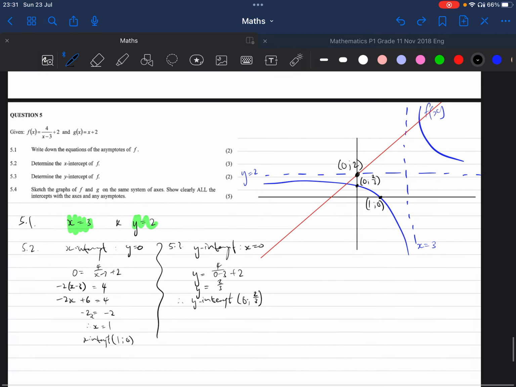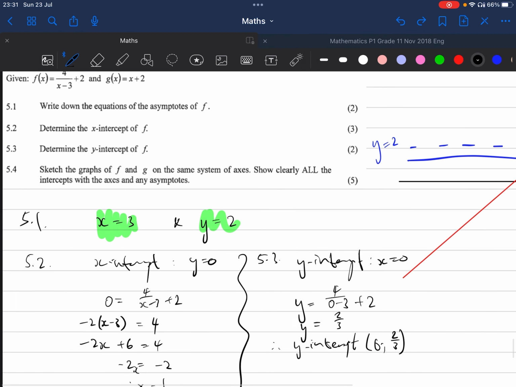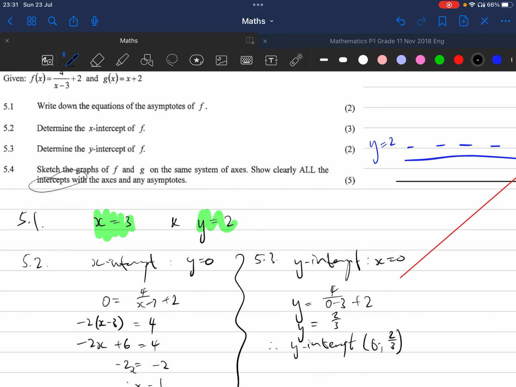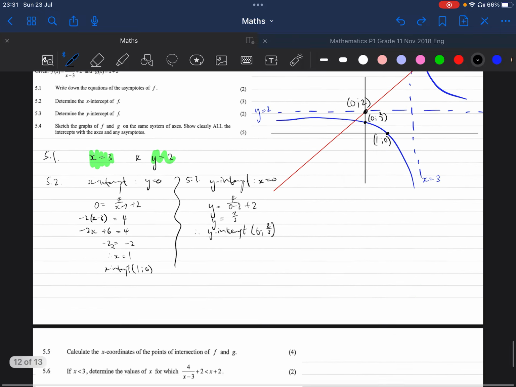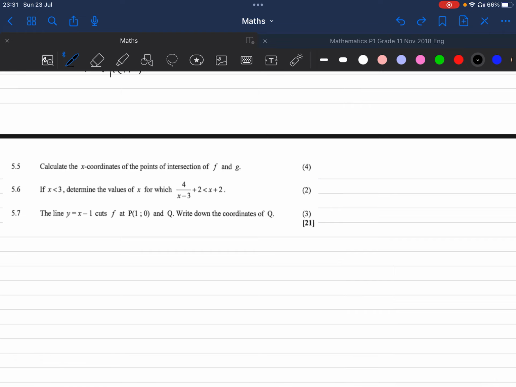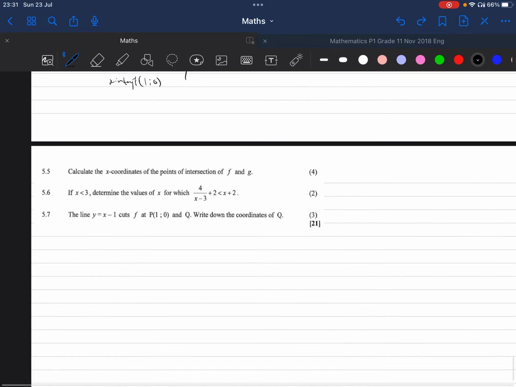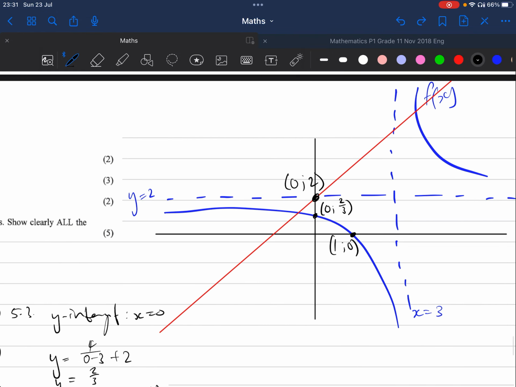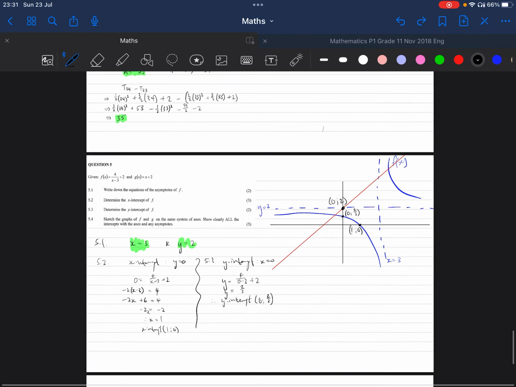Okay, so now that we have this drawn, I think that's all the information they asked for. They asked for the intercepts, which we've shown, and the asymptotes. Okay. Let's now look at the next question. 5.5. Calculate the x coordinates of the points of intersection of f and g. Okay, so you can see we have 2 points of intersection. So let's find what those x values are.